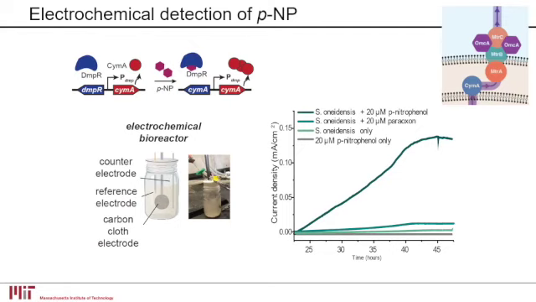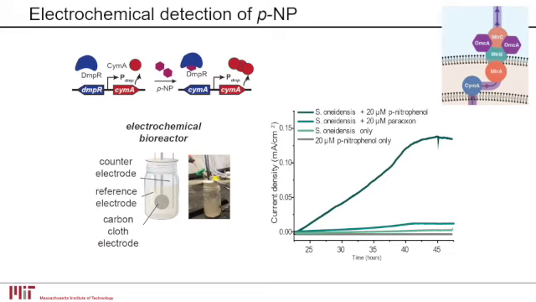So here's our electrochemical bioreactor. You can see here, it's pretty simply just a jar with a carbon cloth electrode, and then we have a silver chloride reference and a counter. And we can see that if we have those cells with 20 micromolar of p-nitrophenol, PNP, we see current growth. If we have the Shewanella with just the paraoxon, the starting material, just as we saw with GFP, we see no current.